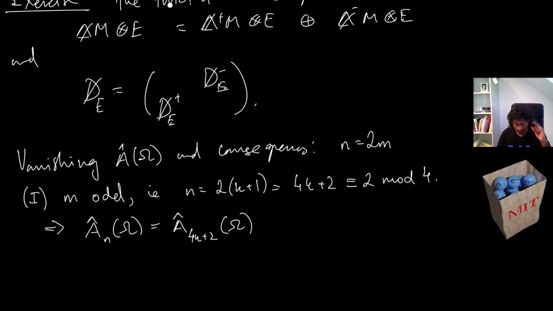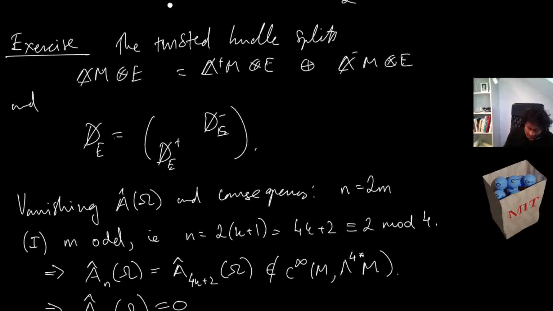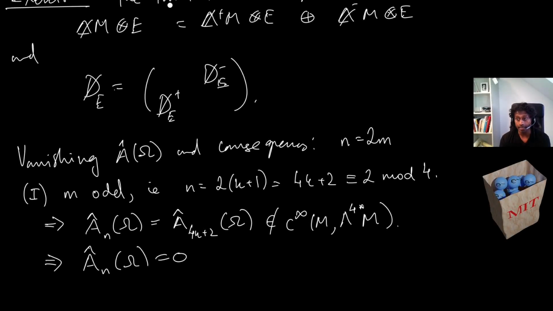So, okay, if we look at 4k plus 2, this is certainly not going to be in the 4-star algebra, right? So that means that A hat of n of omega is 0 in this situation. Okay, so the index theorem then just says that the index of the operator is purely given in terms of the boundary contribution.